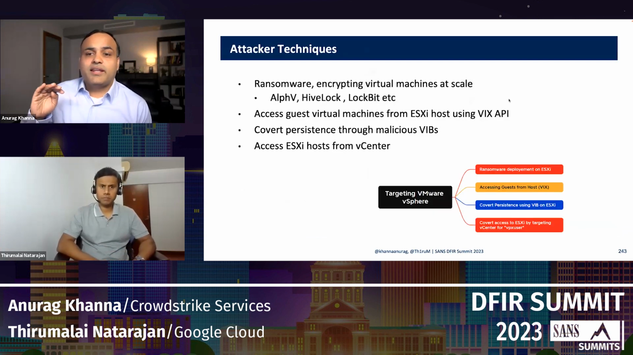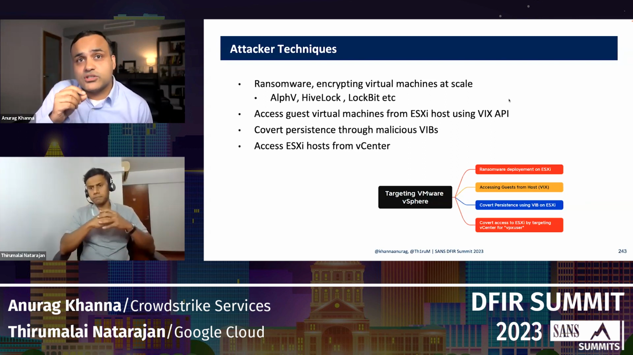These are the four techniques which we're going to talk about today. First, we're going to look at ransomware, how e-crime threat actors can deploy ransomware to encrypt machines at scale. And then we'll look at how nation-state threat actors often make sure that they have access to guest virtual machines through the ESXi host using the VIX API. We'll look at covert persistence through malicious VIBs, and then we'll look at a novel way of targeting the vCenter server to extract some credentials and then use those credentials to access the ESXi host.